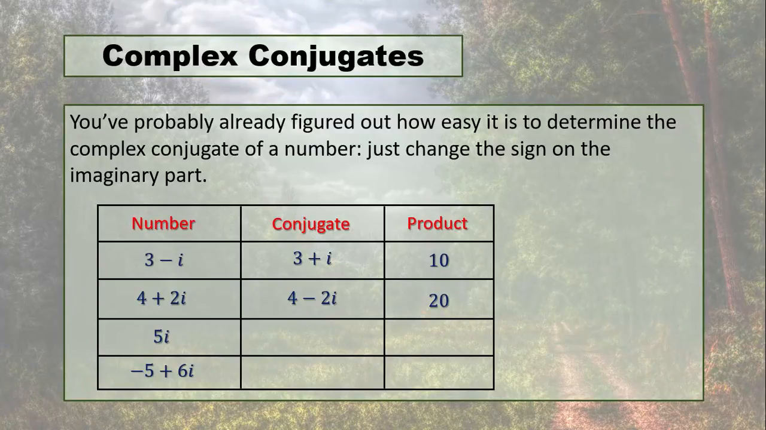The complex conjugate of 5i, negative 5i. The product is 25. Complex conjugate of negative 5 plus 6i is negative 5 minus 6i, with a product of 51. All right, if you don't understand where the 51 came from, make sure you ask in class.